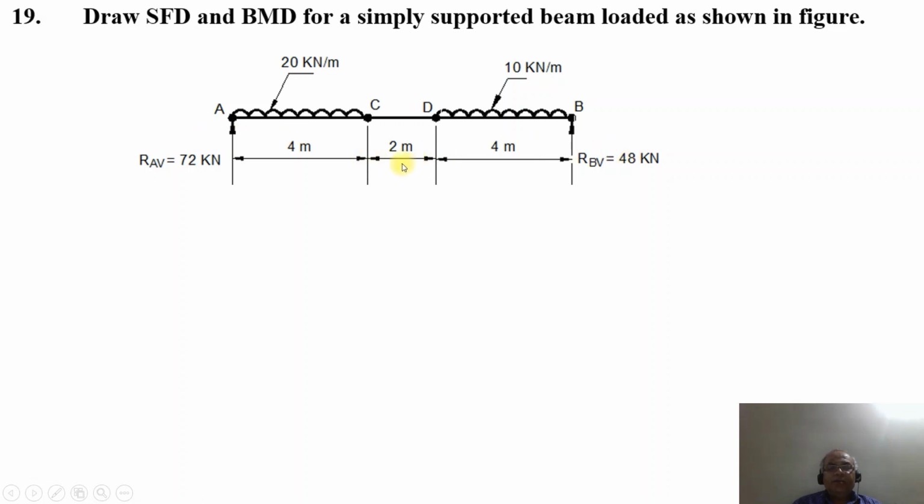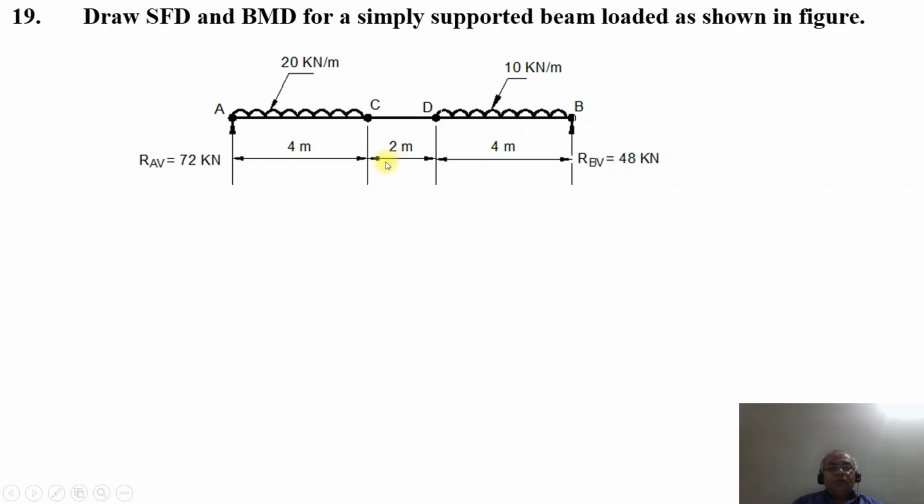The length of the span of the beam is 10 meters, where you have a uniformly distributed load between A and C of 20 kilonewton per meter for a span of 4 meters. Similarly, there is a uniformly distributed load of 10 kilonewton per meter for a span of 4 meters from the point B towards D. So this is between D and B.